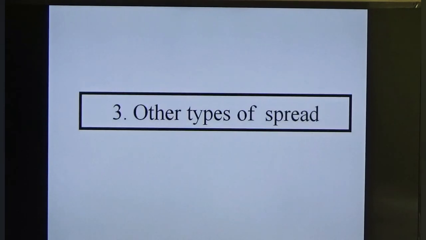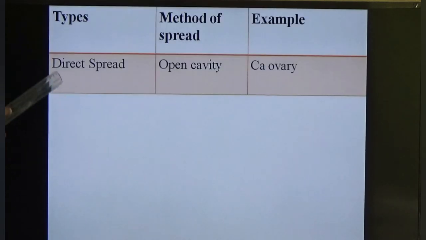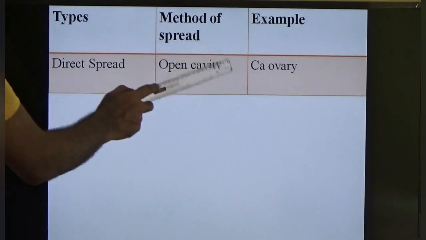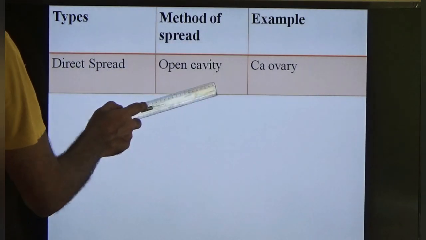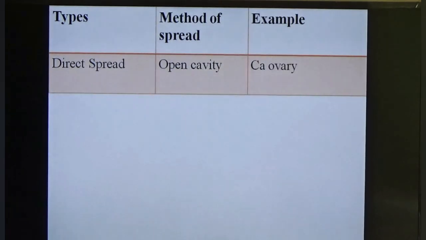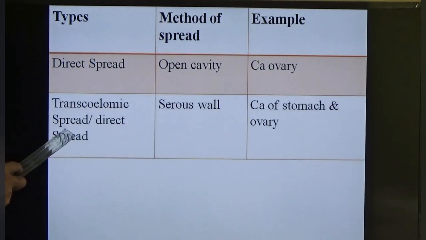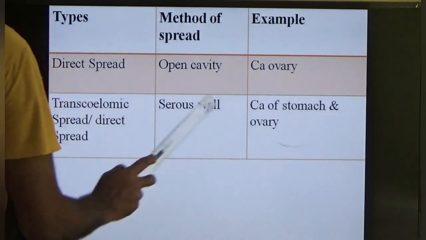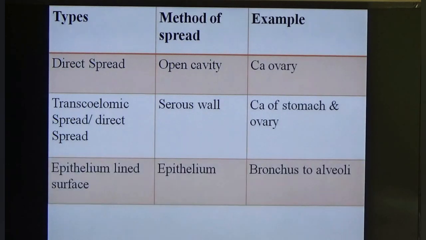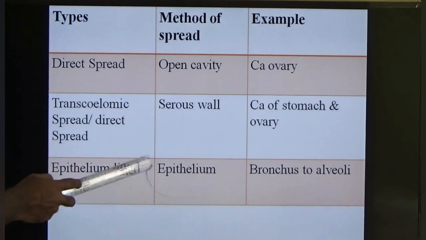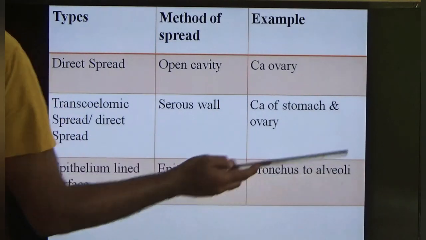Okay, other types of spread. The local spread or direct spread. Tumor cells reach open cavities like the pleura, peritoneum and pericardium, which leads to direct spread. An example is carcinoma of the ovary. Then transcoelomic spread, which means the tumor cells spread through the serous wall. Examples are carcinoma of the stomach and ovary. And epithelial lined surfaces, where the tumor cells spread through the epithelium. The example is bronchus to the alveoli.